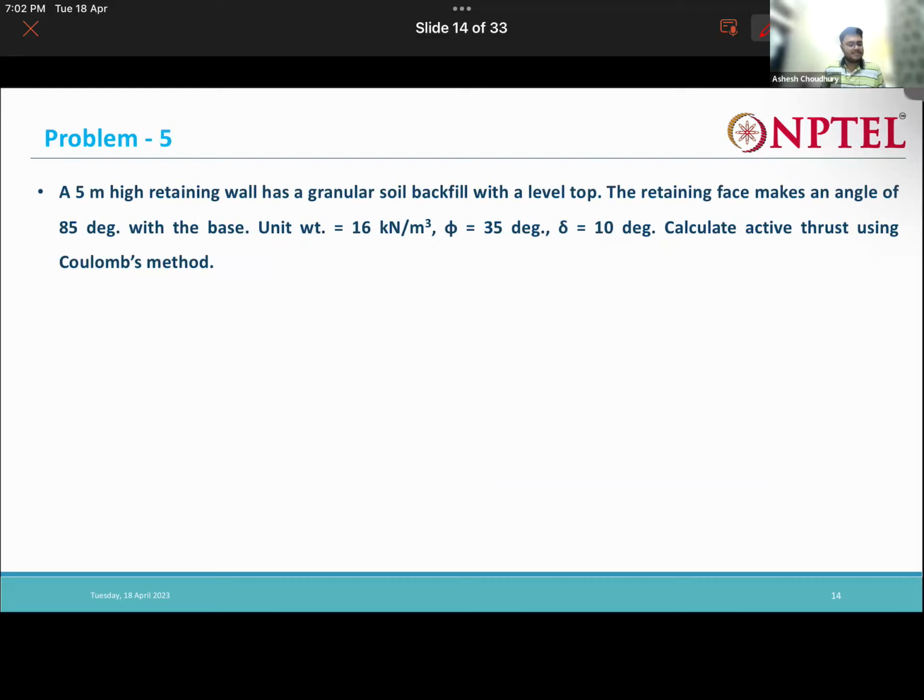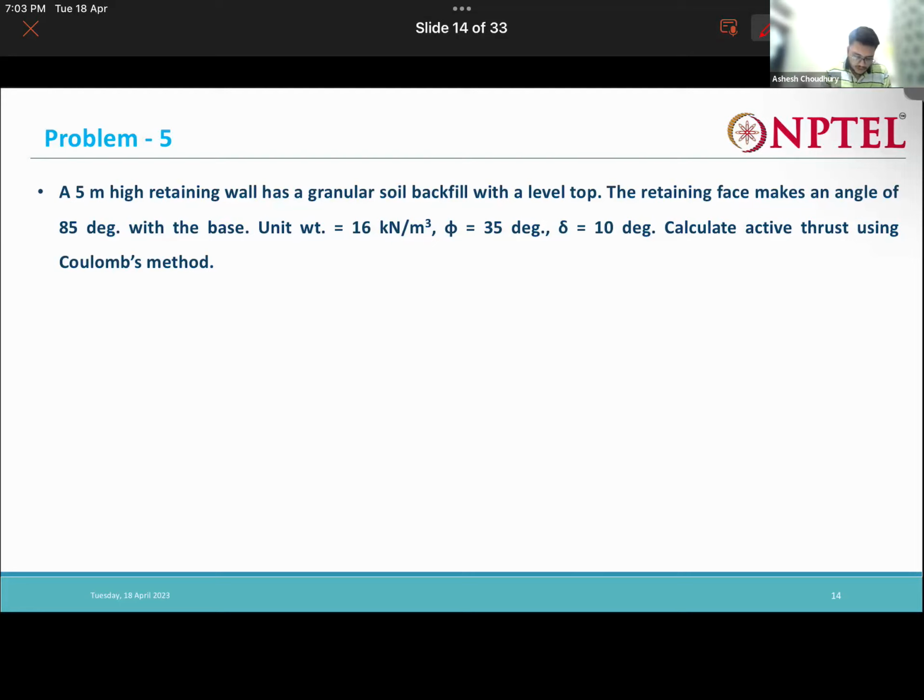Okay. So a 5-meter high retaining wall has a granular soil with a level top. Okay, so the top is level. The retaining face makes an angle of 85 degrees with the base. Unit weight is 16. Okay, phi is also given. Delta is given; this delta is actually the friction angle between the wall and the soil. Calculate the active thrust using Coulomb's.